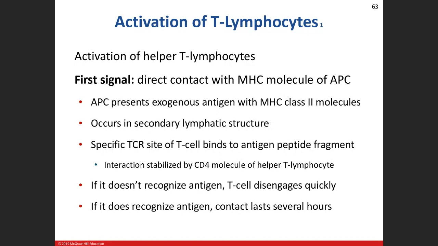Remember the MALTs? You have the Peyer's patches, just these random globs of immune tissue that are scattered throughout mucosal membranes and throughout the digestive system, where we have all these immune cells just hanging out, waiting to see if something like this is going to happen. That's where this is happening. Okay, so this process is going to occur in the secondary lymphatic structure.